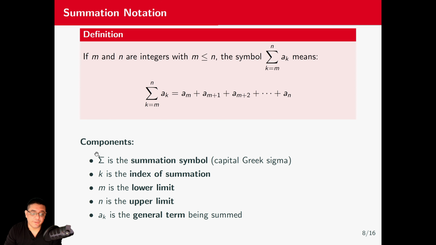So the components of this: the sigma is a summation symbol. This is a capital Greek sigma. k is going to be, of course, the index of summation. m is the lower limit, and n is the upper limit. And a_k is the general term that is going to be summed here.